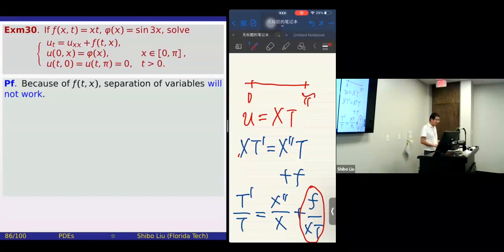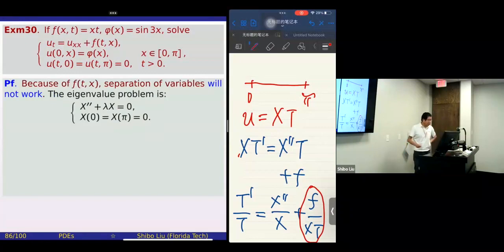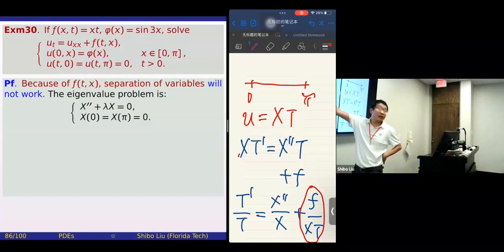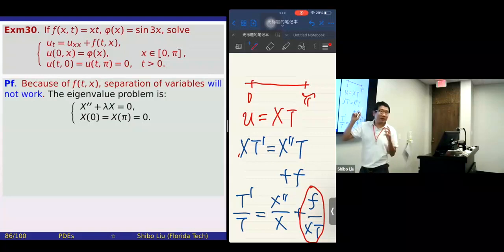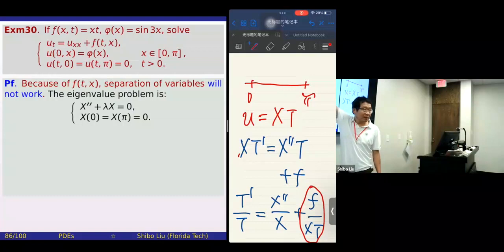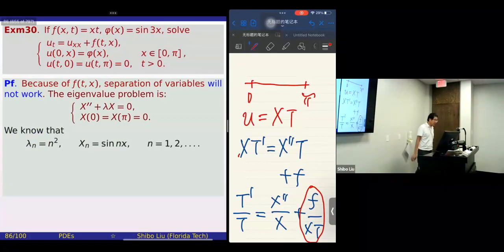But how can we solve this problem? We just consider the corresponding eigenvalue problem for X. We don't separate, but we still write this eigenvalue problem and solve it. This eigenvalue problem is precisely the one for the corresponding homogeneous problem. Now we are solving a non-homogeneous equation, but pretend we are solving the homogeneous one. Then we have this eigenvalue problem. Solve this eigenvalue problem. And we know that the eigenvalues are n squared and the corresponding eigenfunctions are sine nx.